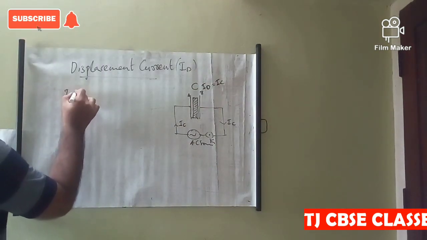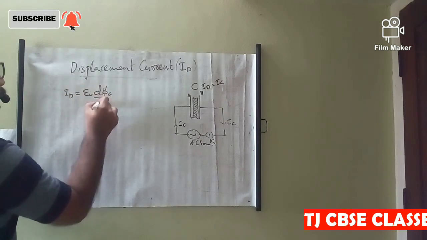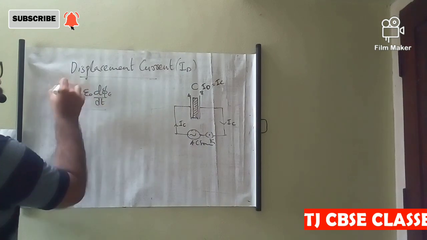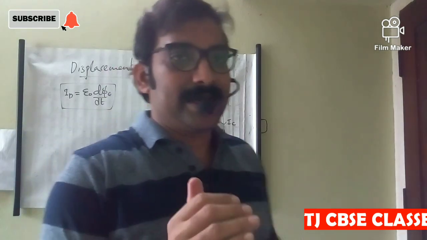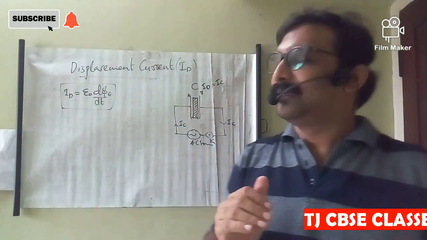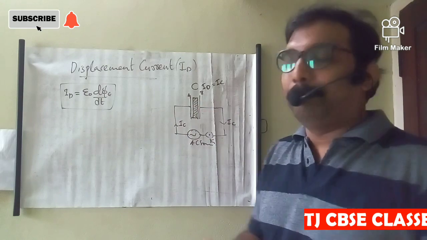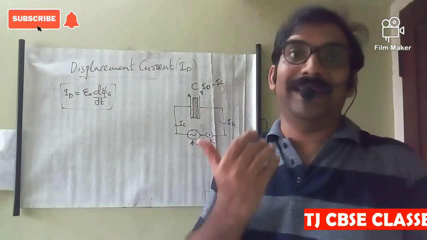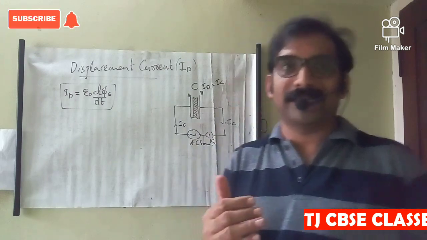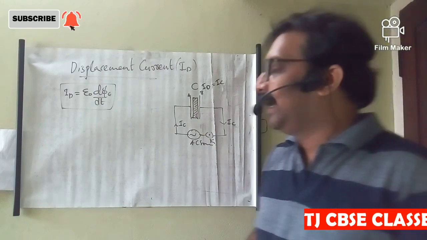ID is epsilon 0 into d phi E by dt. This is the displacement current expression. Actually, displacement current is the current that is able to flow between the plates of the capacitor, or else it is produced by the variation of electric field or electric flux.